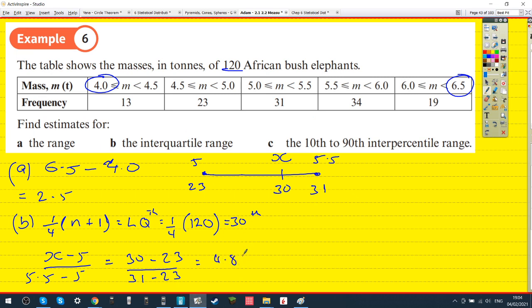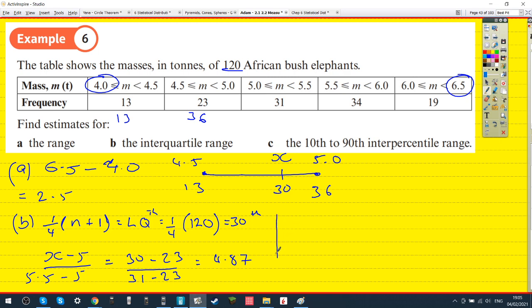4.87. Wait, that's not in between 5 and 5.5. It should be 4.5 to 5. Shouldn't it? We wanted the 36th elephant. Okay. So that's 5.0. That's 4.5. Then you would do the same for, so these are what, 13 and 23. No, 36. Then we do the same for the upper quartile.